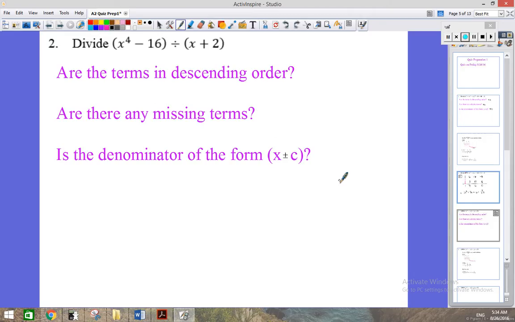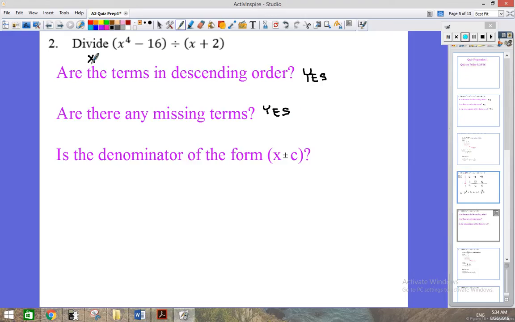Alright, so we have a second problem, and again, it's a division problem. Are the terms in descending order? Well, the exponent's 4 and then a constant, so yes, it's in descending order. Are there any missing terms? Well, yes. We start out x to the 4th and then jump all the way down to the constant, so we're going to have to rewrite this expression.